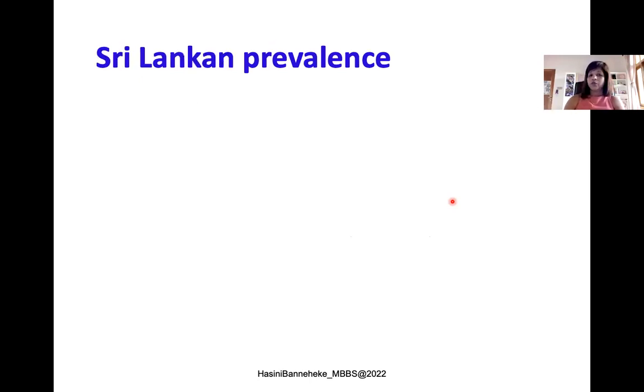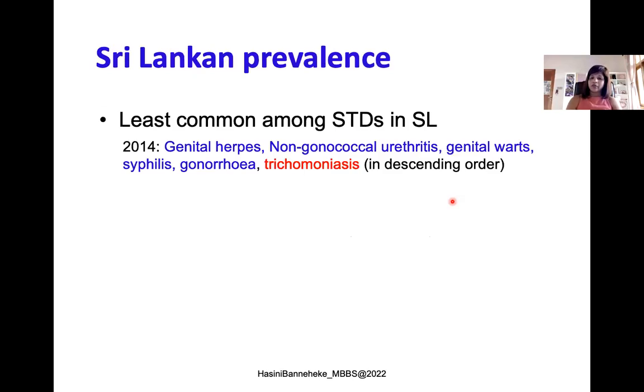Okay, moving on to the Sri Lankan prevalence. I said it's a comparatively common disease, but comparative in the sense that it is common compared to the other parasitic infections. If you take the STIs, where STD stands for sexually transmitted disease, and look at the range of sexually transmitted diseases prevalent in Sri Lanka, this one is at the bottom of the list. You can see the other common ones in blue print, which you may have learned by now in microbiology, or you may not have. But trichomoniasis is at the bottom of the list, basically.